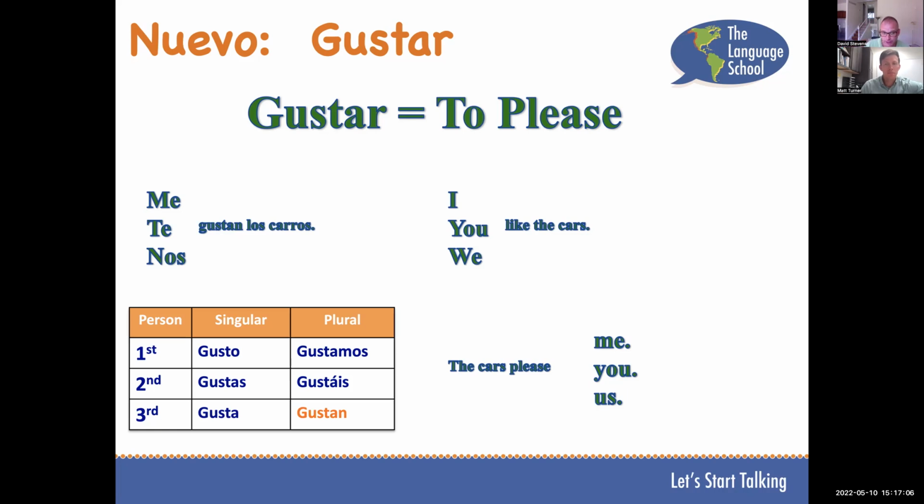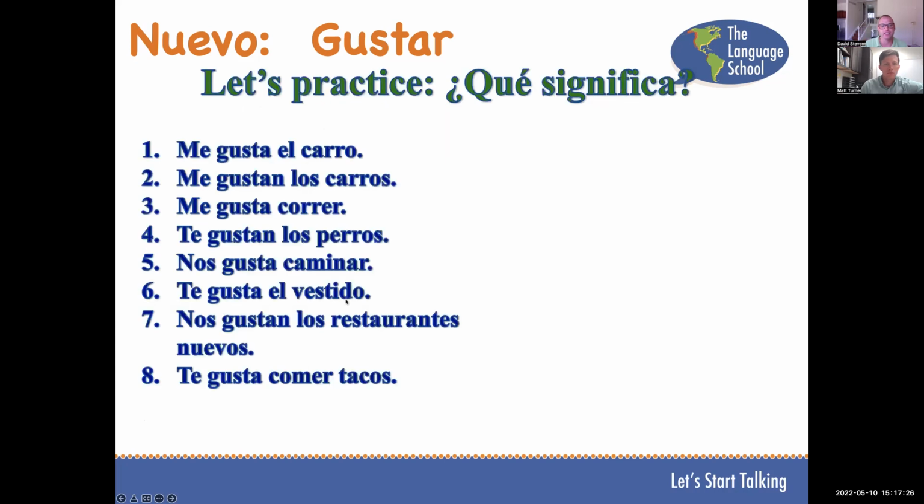Me gustan los carros. ¿Te gustan los carros o nos gustan los carros? Right? So here we're typically talking about something that pleases us. So it's almost always used in the third person singular or plural. Gustar is a regular verb, so it can be conjugated the full way. It's just not very commonly used in any of the other forms, right? So let's talk about this.